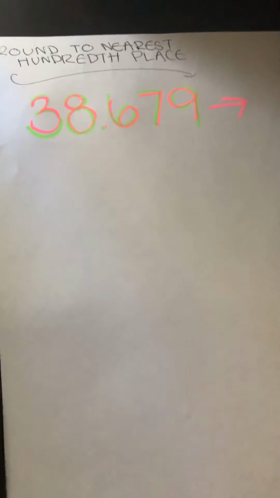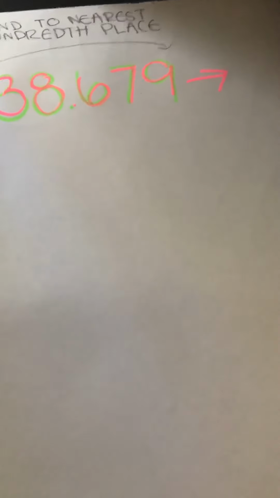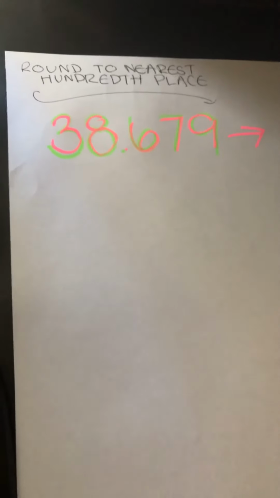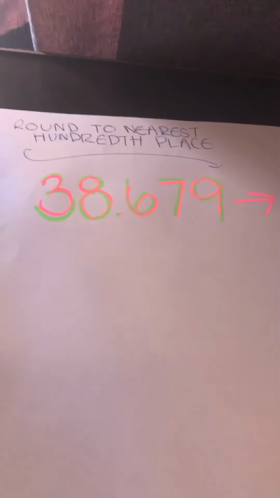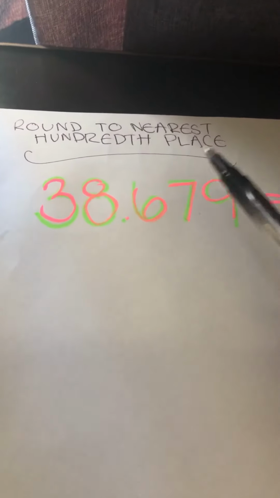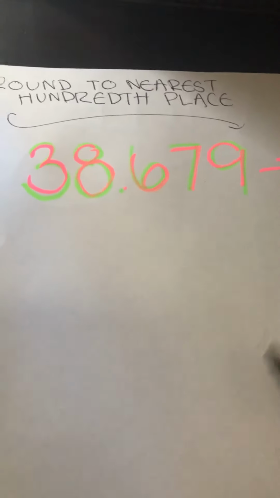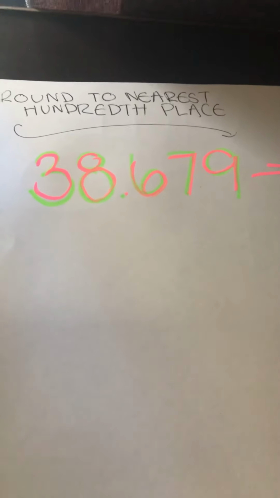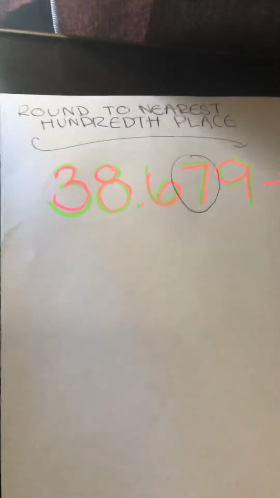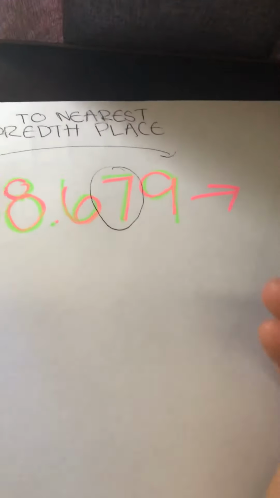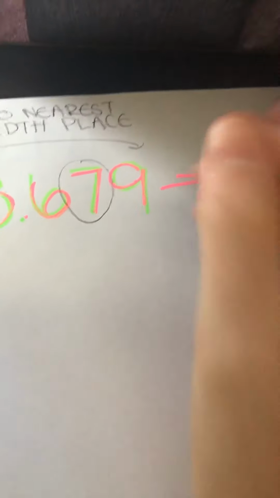Okay, keeping in mind those rounding rules that we've already learned and that your students hopefully know, we're going to work through this quick example before we get started on the activity. So if we go back to the rules, you're going to find the rounding place and circle it. So our question says you're going to round to the nearest hundredths place. So looking at your number, where's the hundredths place? It's right here.